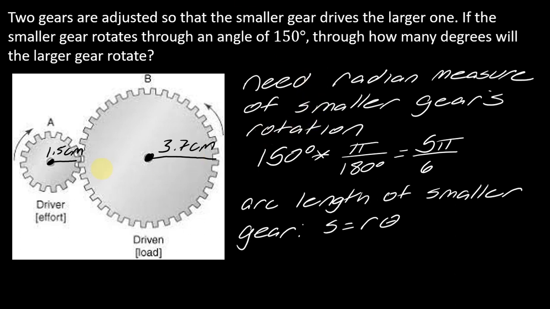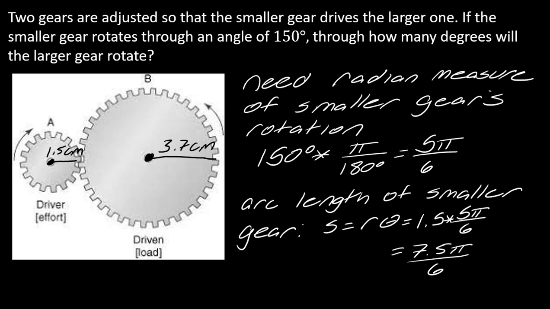Okay, so the arc length of the smaller gear is really where we need to start. I know that my gear started at some point and it has rotated 150 degrees, and I also know that the radius of the gear is 1.5 centimeters. So I can calculate the arc length that this gear has gone across in that amount of time. So I take 1.5, that was the radius, times this number that we just found. So I can find this arc length that my smaller gear has gone through.